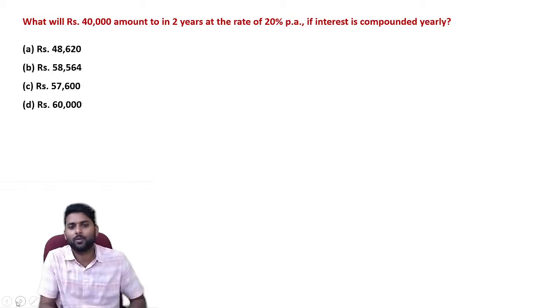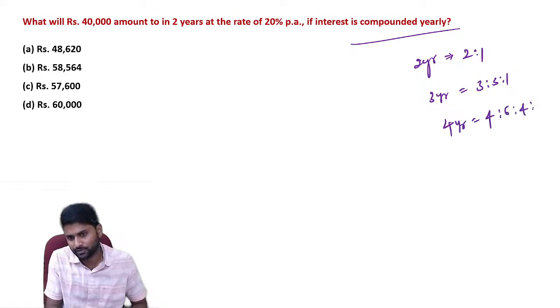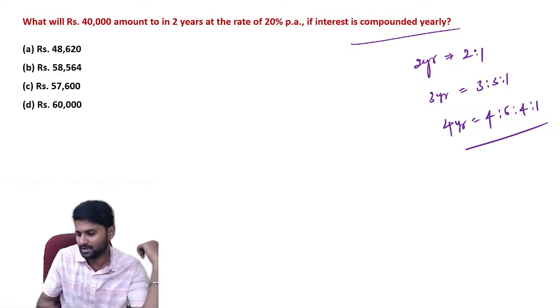Next, for compound interest, remember this ratio. For 2 years it is 1 is to 2 is to 1, for 3 years it is 1 is to 3 is to 3 is to 1, and for 4 years it is 1 is to 4 is to 6 is to 4 is to 1. If you remember this ratio, you can save your time in the calculation.